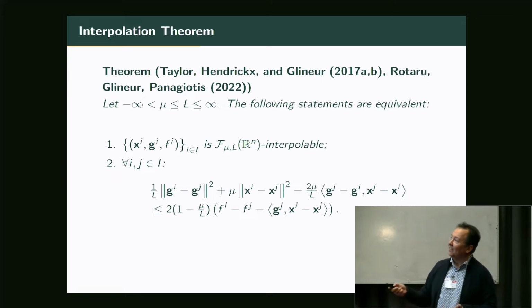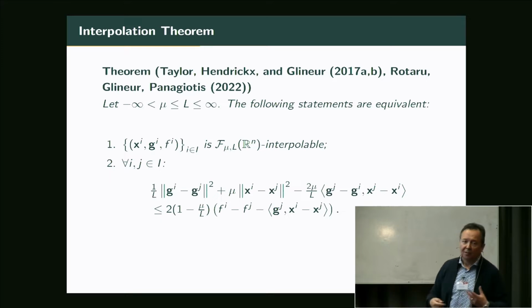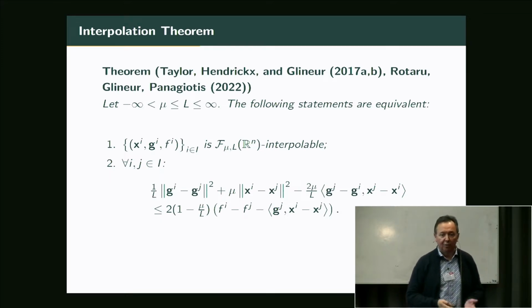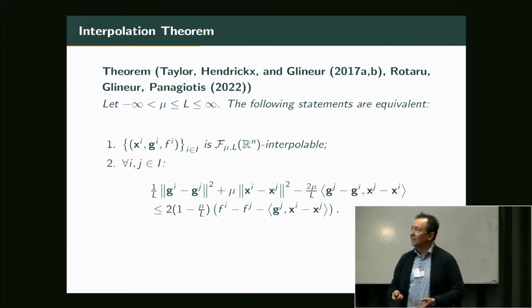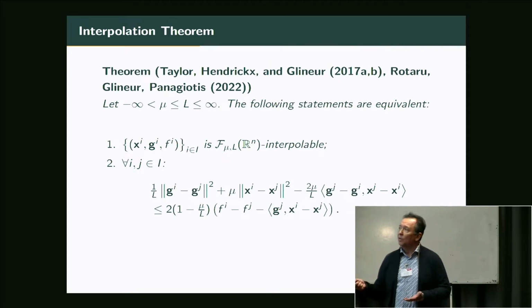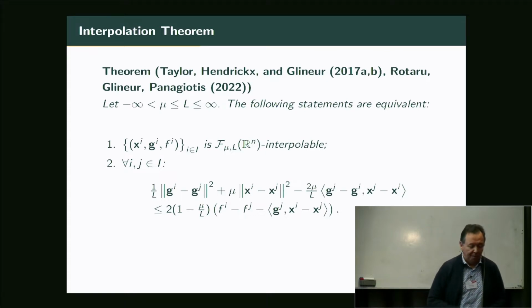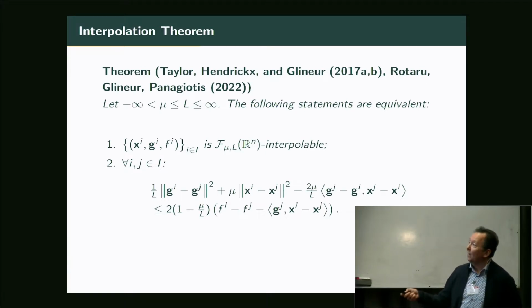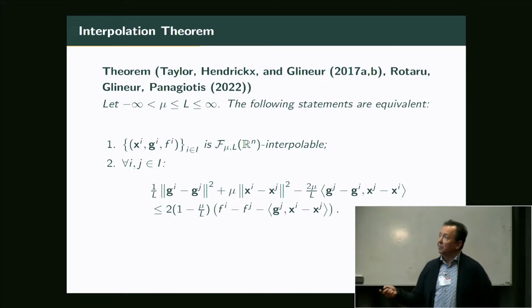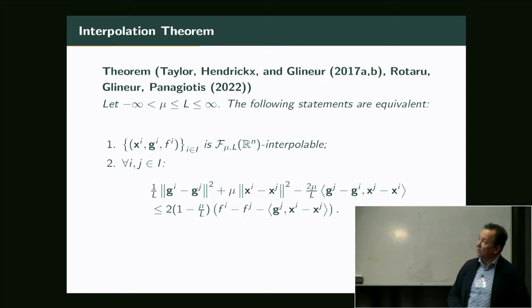What this theorem says is that the condition that the data set can be interpolated by something in our function class is the same as some finite set of inequalities holding for this data set. So basically, we can answer with certainty whether the data can be interpolated by a hyperconvex function by just checking a finite set of inequalities. For all distinct indices i and j in our index set, we just have to check that this inequality is true.